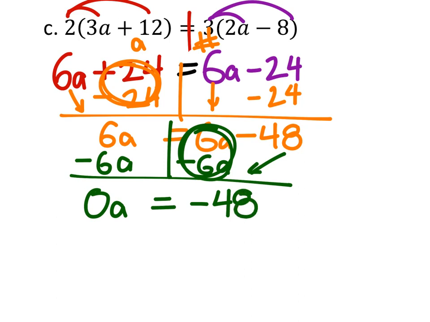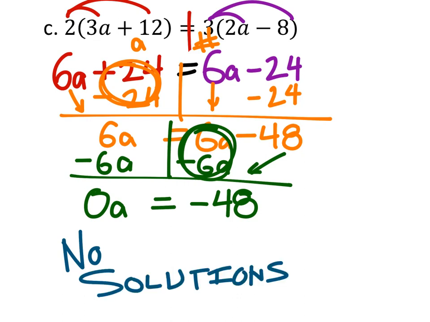Well, a times 0 equals negative 48 is asking what number times 0 is negative 48. Well, there's nothing I can multiply by 0 that would not be 0. Therefore, this one has no solutions. And that's the answer we want on part C.